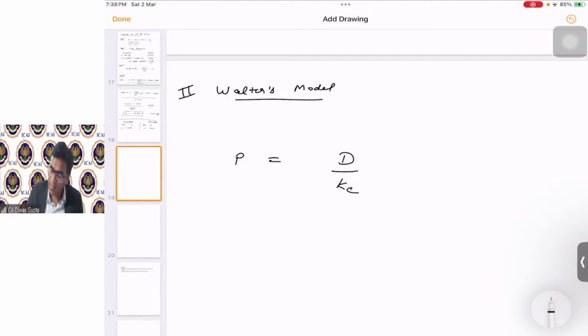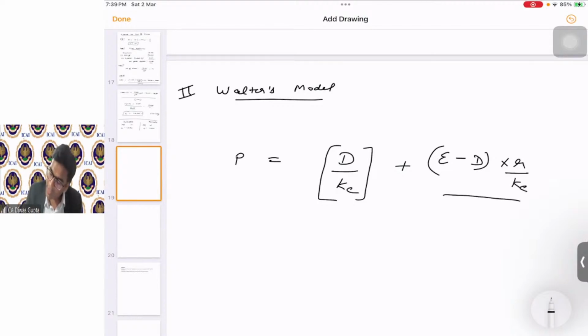So this is the current dividend and we are dividing it by the expectation to arrive at the price. But apart from this, something else will also be added to arrive at the price. What will be that something else? This is the earnings minus dividend, which is the retention amount. Earnings minus dividend is the retention amount multiplied by R divided by KE. This whole divided by KE.